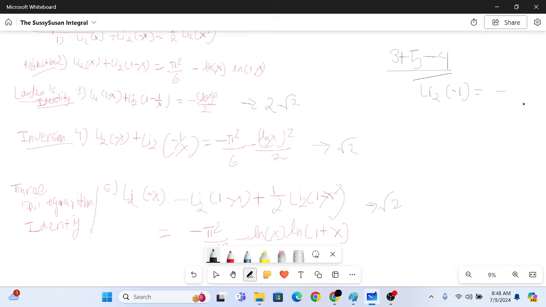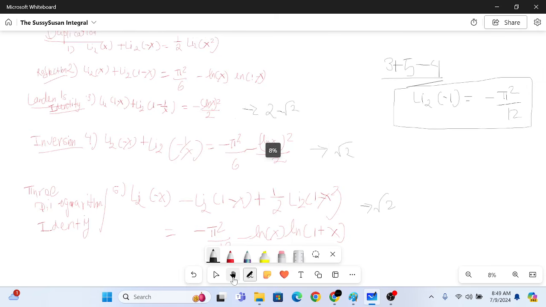Its value comes out to be minus pi squared by 12. If you substitute this value and make the algebraic cancellations, we are going to get the value of Li2(1 - root 2) minus Li2(root 2 - 1). You just need to do equation 3 plus equation 5 minus 4 and then make some manipulations. I have already done that, and we actually get the value that I told you: ln(root 2 + 1) whole squared by 2 minus pi squared by 8.